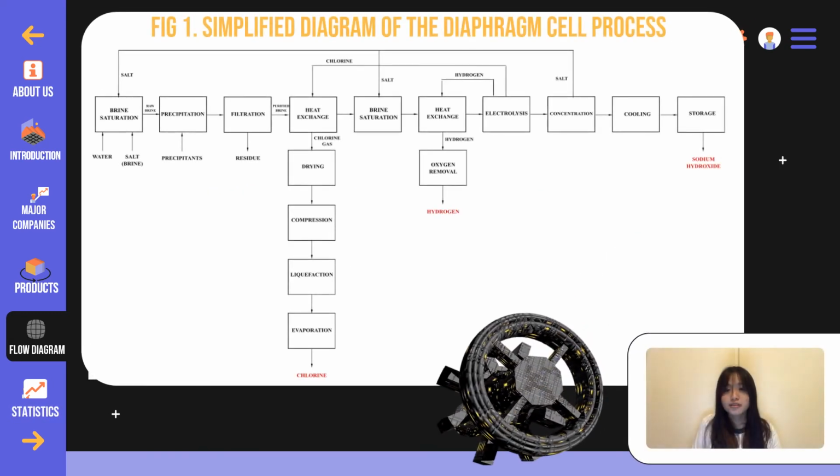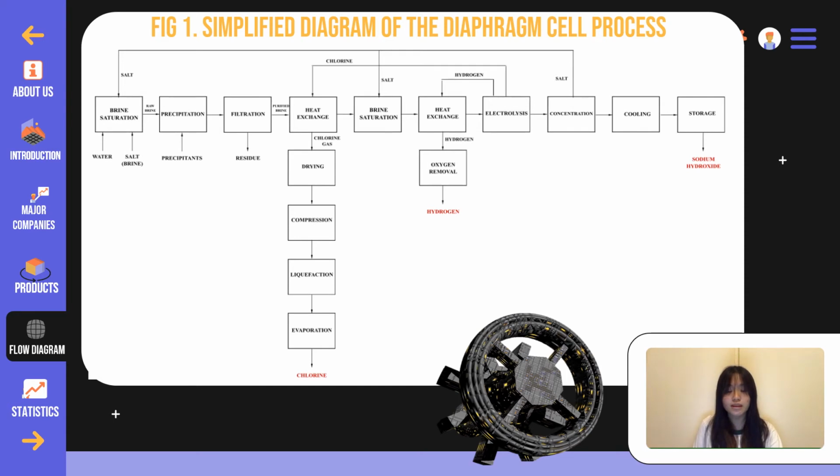First, we have the diagram here of the diaphragm cell process. Presented here is the simplified block diagram for the process. First, water and sodium chloride, as seen here, are combined to create the starting brine solution. Then the brine undergoes precipitation and filtration to remove impurities. Heat is then applied and more salt is added. Then the nearly saturated purified brine is heated again before direct electric current is applied.